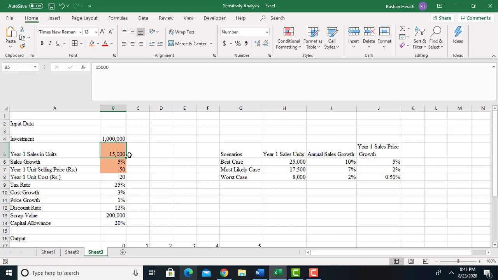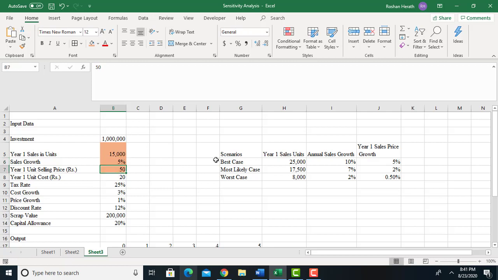So therefore, let me use the names for that. You can simply go to the name box and use the easy one. Let's say I use it as sales_units. It has to be a meaningful one. Make sure to press enter. Then sales growth is there. That is also another important one. Sales_growth.